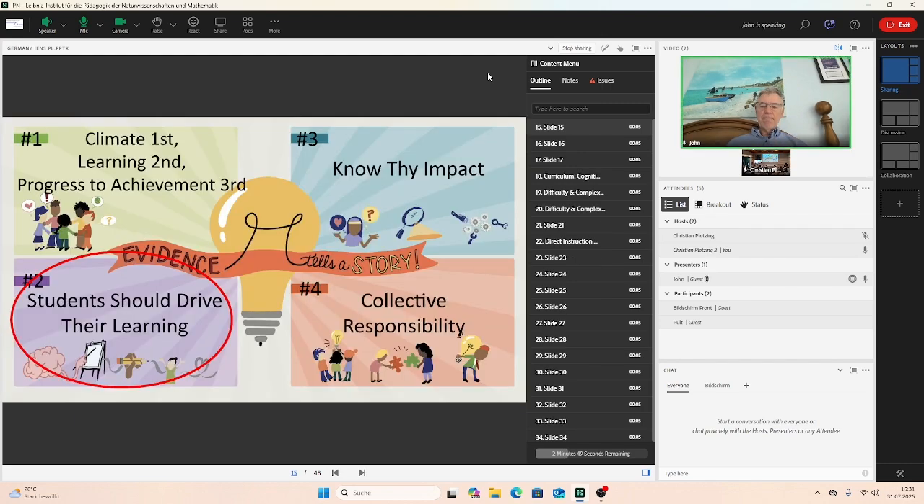So let me look at this notion of students driving their learning. There was a great meta-analysis a few years ago on students' control of learning, which had an effect size of 0. Novices don't know what novices don't know. Control is not the answer.